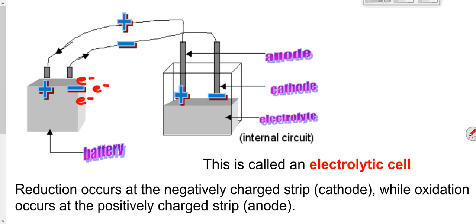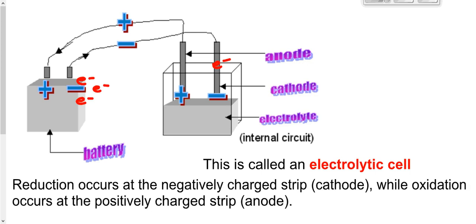These electrons will be pushed off of the battery, and they will flow down this wire onto this electrode that we call a cathode. And at the cathode, electrons are going to get forced onto some species in the electrolyte. Because somebody is going to be gaining electrons, we will have reduction happening at that cathode. Reduction always happens at the cathode.